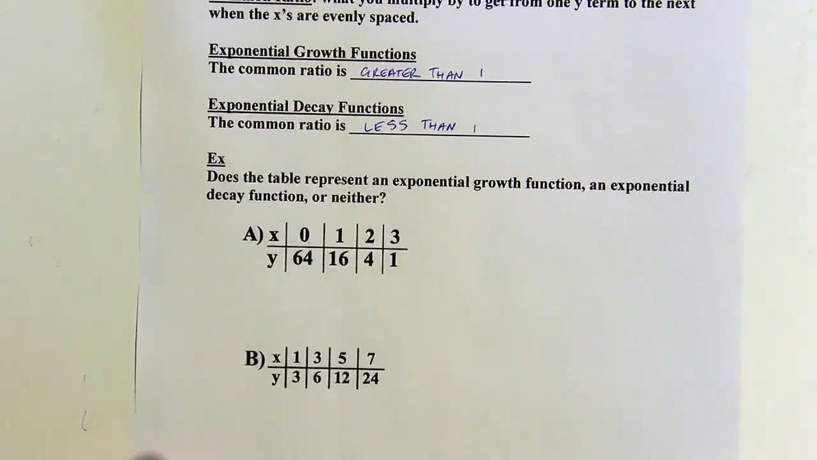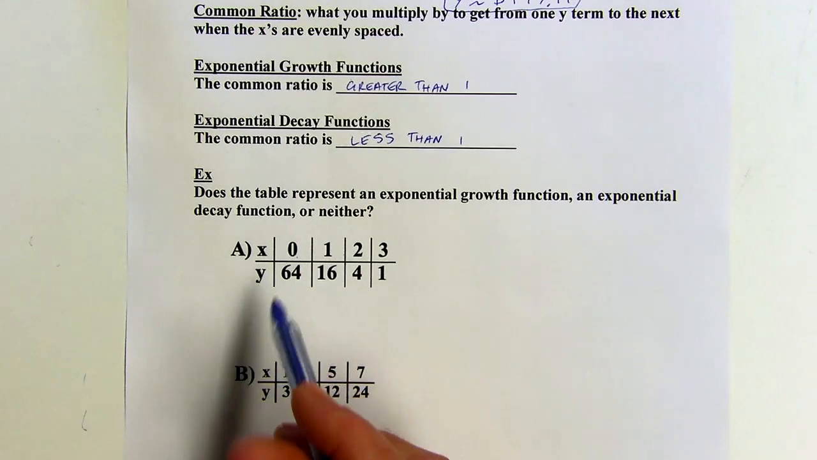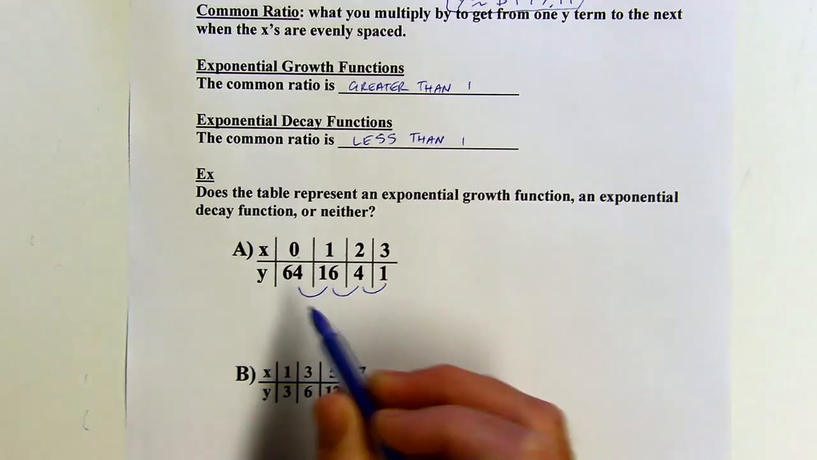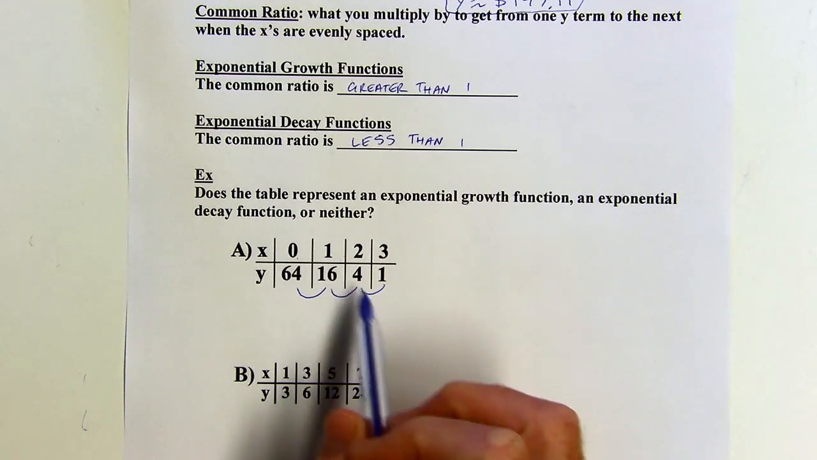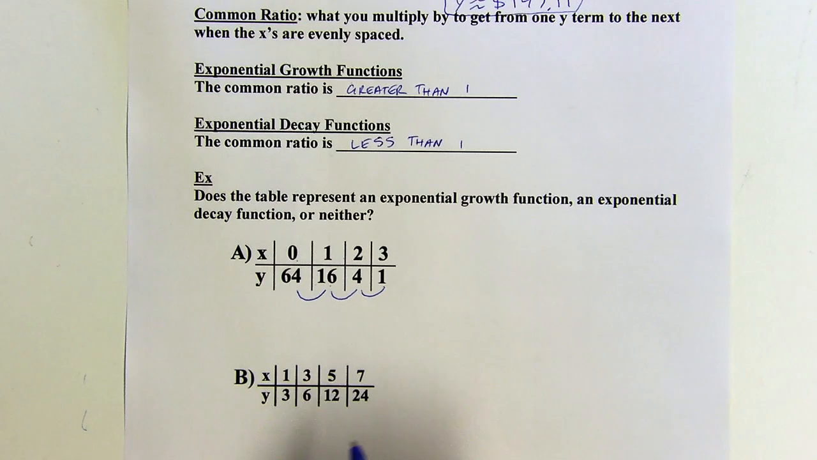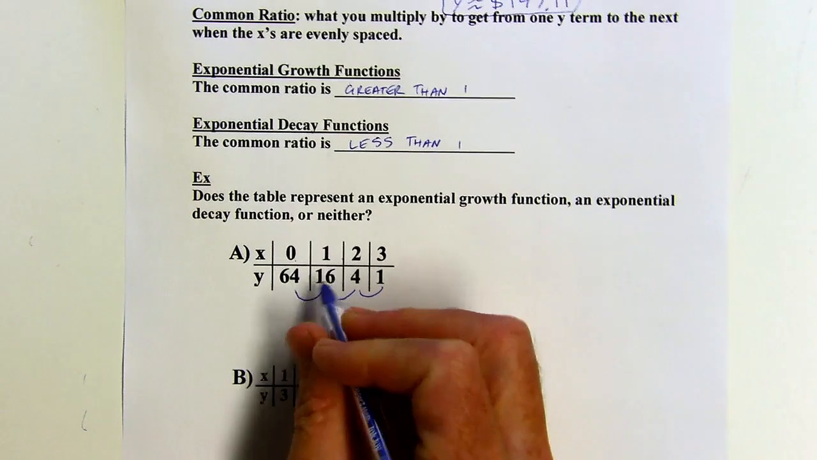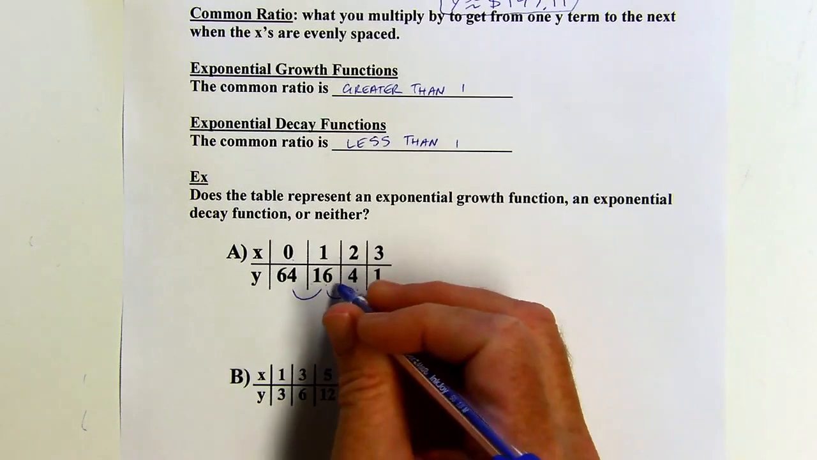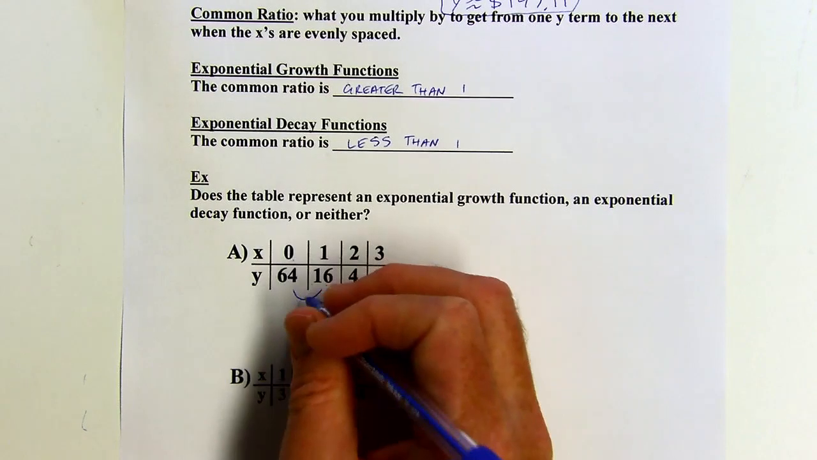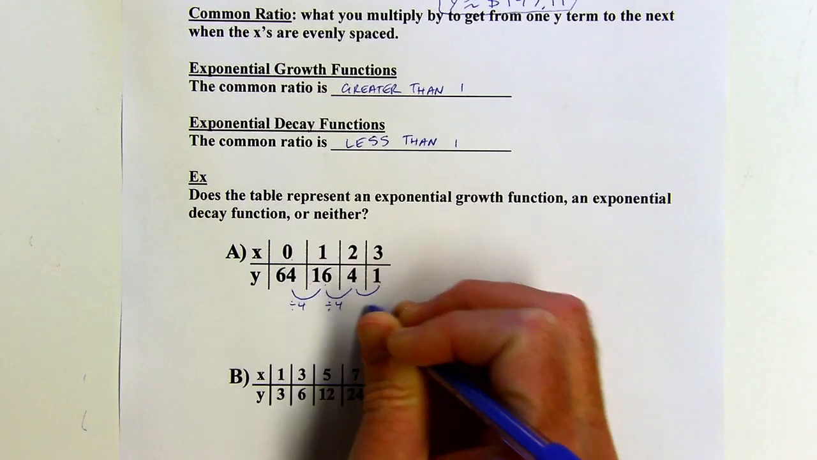So I'm looking to try to see what am I going to multiply by to get from y term to y term. All right, and you might notice these are getting smaller. So like if we're looking 16 to 4, well, we'd be dividing by 4, right? So, and that actually works with all of these. 64 divided by 4 is 16. 16 divided by 4 is 4. 4 divided by 4 is 1. Sorry, I'm dividing by 4 to get from one to the other on all of these.